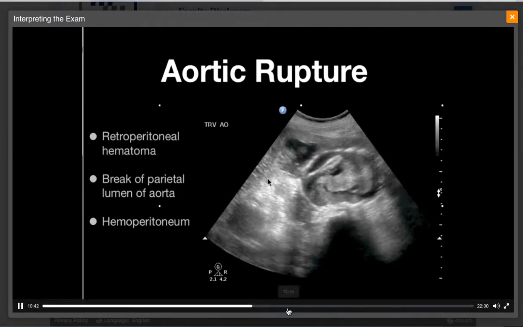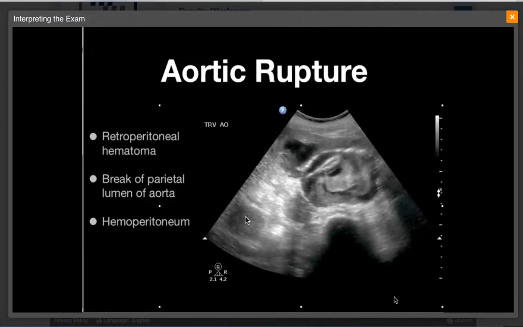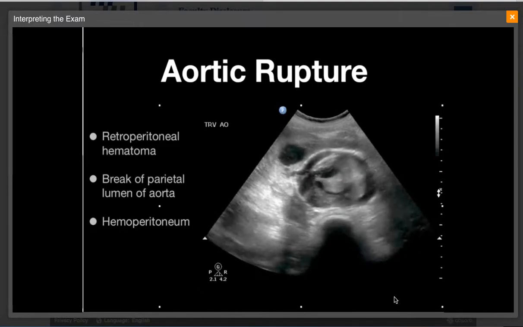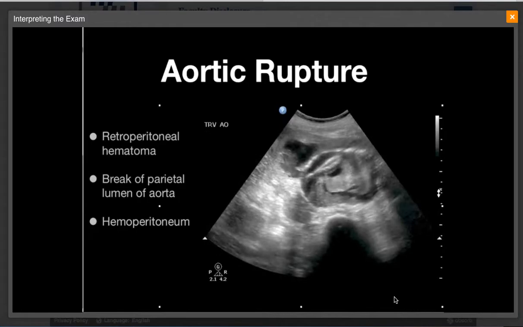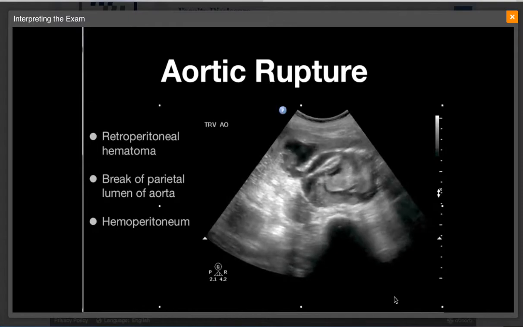You may also find hemoperitoneum in these patients when you look in the perihepatic window, but that's not a very common finding and usually implies intraperitoneal extension. So it's important to remember that while you can determine the presence of aortic rupture with ultrasound, absence of these findings does not exclude the presence of aortic rupture since the sensitivity is low.